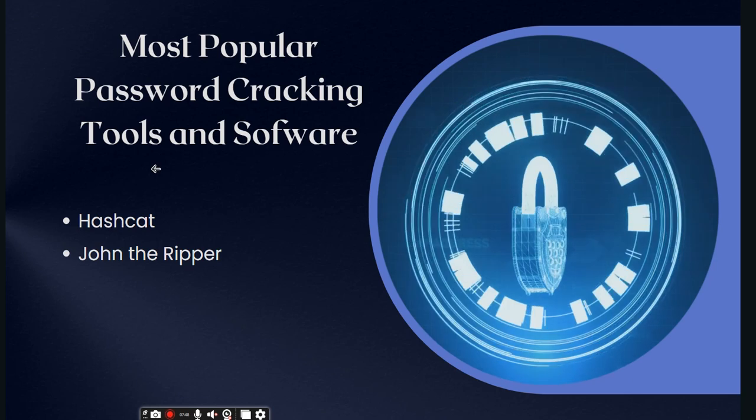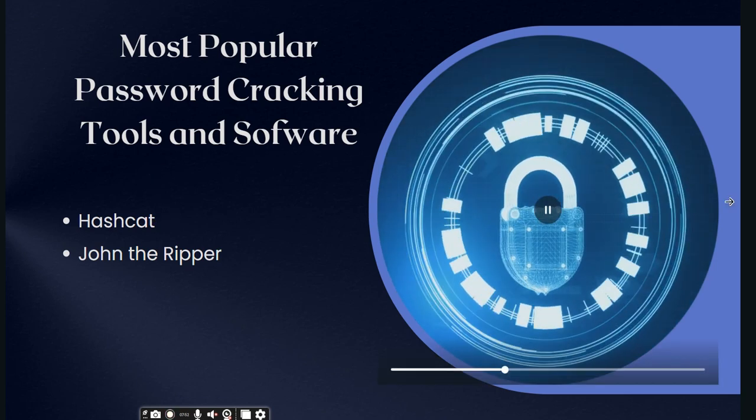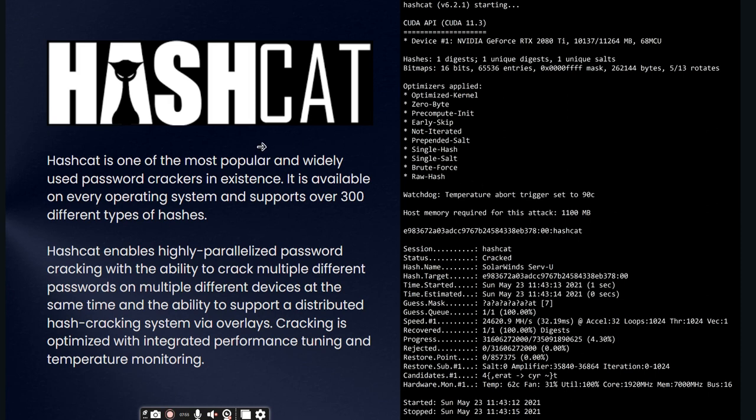Most popular password cracking tools and software. One of them is Hashcat and the second is John the Ripper. Hashcat stands as one of the most renowned and extensively utilized password cracking tools currently available. It's compatible with all major operating systems and boasts support for more than 300 distinct types of hashes. Hashcat facilitates highly parallelized password cracking, allowing for simultaneous cracking of multiple passwords on multiple devices. Moreover, it supports a distributed hash cracking system through overlays. The tool offers optimized cracking performance through integrated performance tuning and temperature monitoring features.